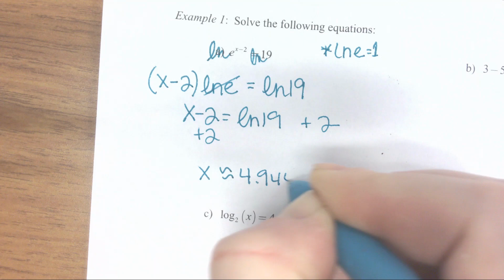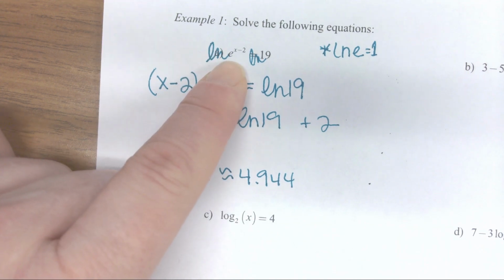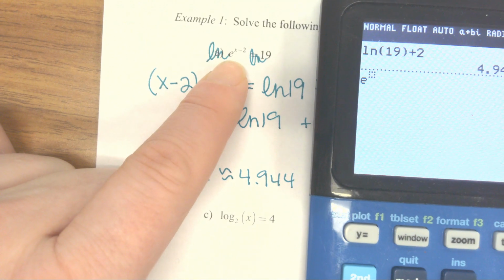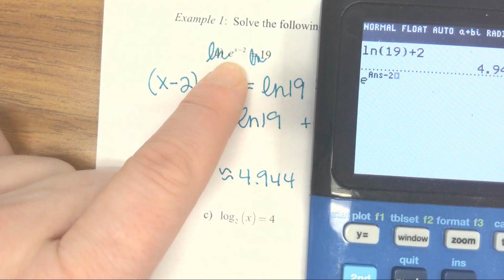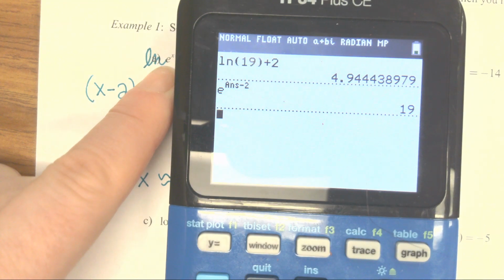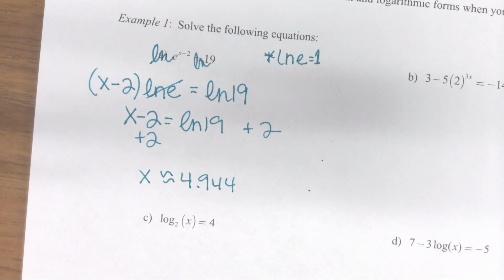If you wanted to check your answer, just going back to the original, I am going to do e to the answer minus 2, and I better get 19. And I do. Okay. Any questions on that so far? Let's hop over to B.